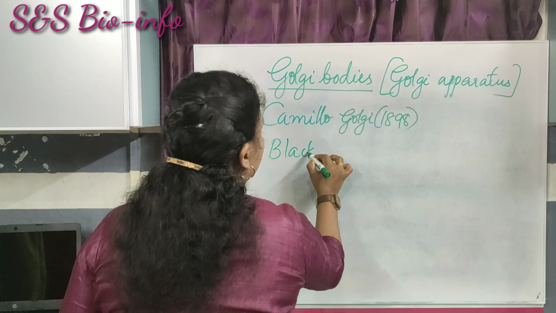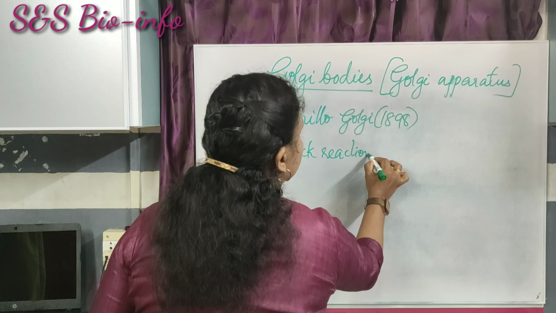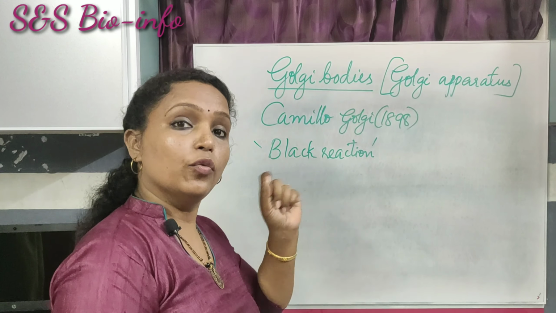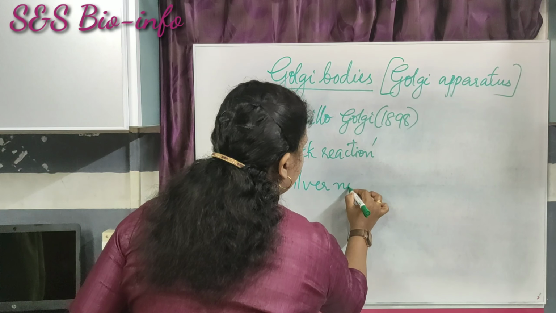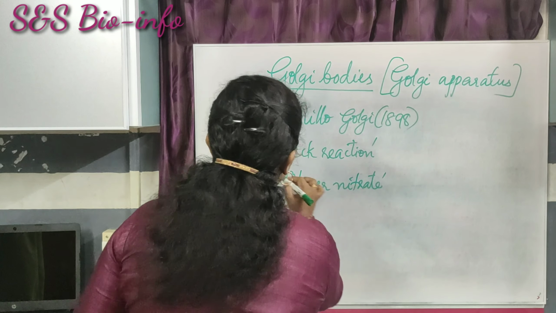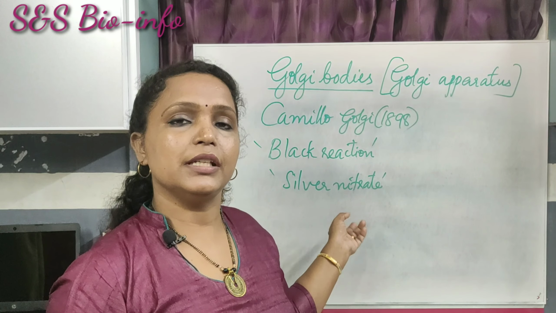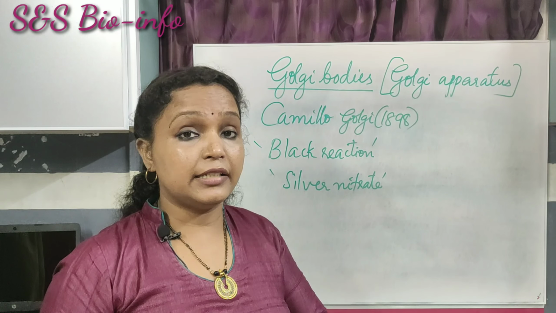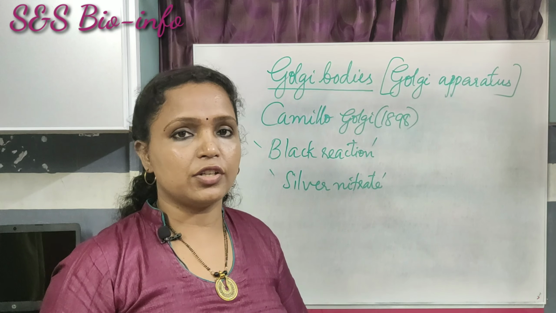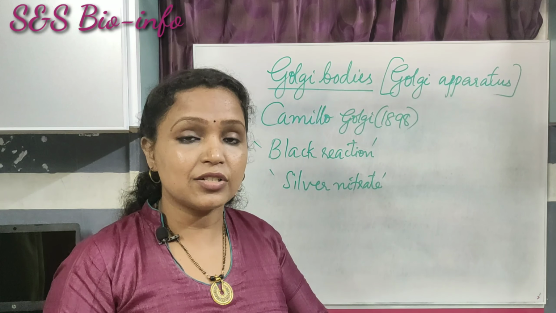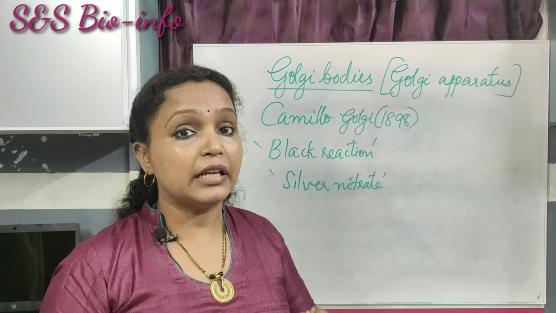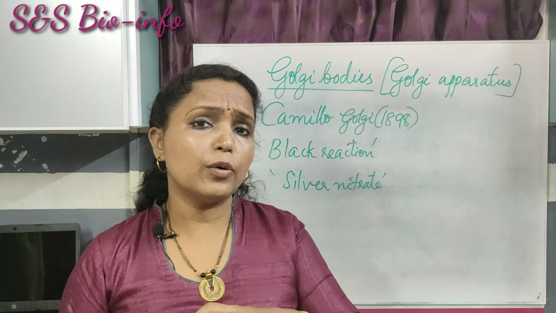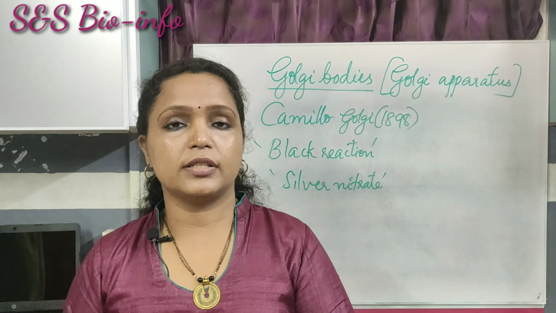By proper staining with silver nitrate solution, he could observe the delicate ramifications of the cell. He could observe the origin and the distribution of certain delicate cell organelles or structures that are present in the cell. He could also study the nerve cell in detail. Now let's come to the point, Golgi bodies.